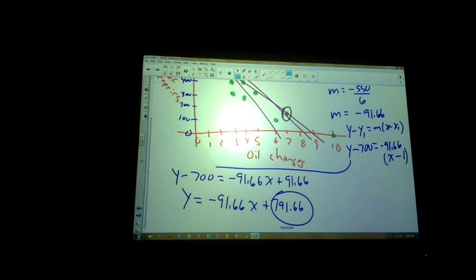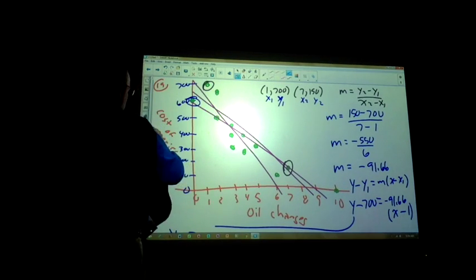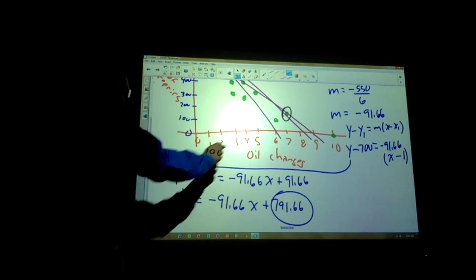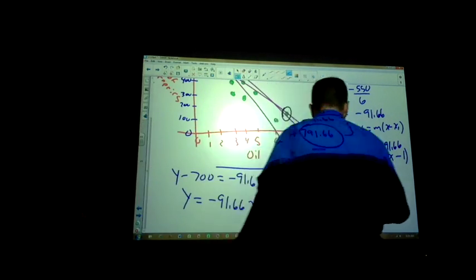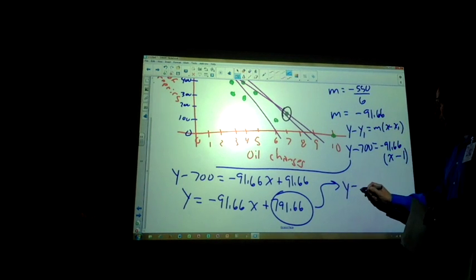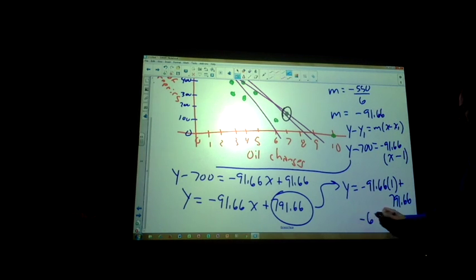What is the predicted cost if I had only one oil change? Don't use our data. Don't go, oh, one this. No. One oil change. Oil changes is on the X. Plug a 1 in here. So I get Y equals negative 91.66 times 1 plus 791.66. If you have a calculator, 699.99. So if you get one oil change in the year, looks like you're going to have almost $700 worth of repairs.